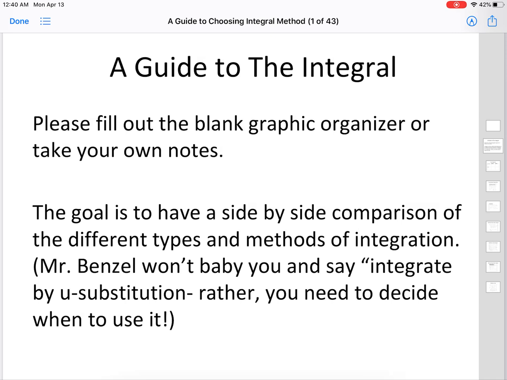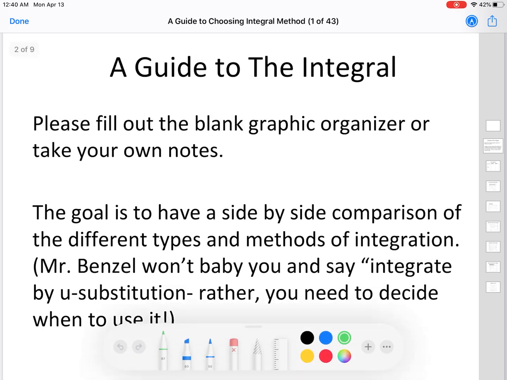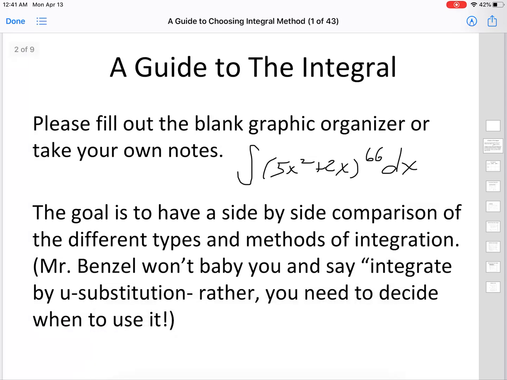u substitution, but rather, if I give you an integral like, let's say that I give you, and I've actually done this before with previous calculus classes, the integral of 5x squared plus 2x to the 66th dx, and I've actually given a purposely large exponent like that. But what I've tried to develop in my students is the ability to determine that you need to be using the u substitution method for that.